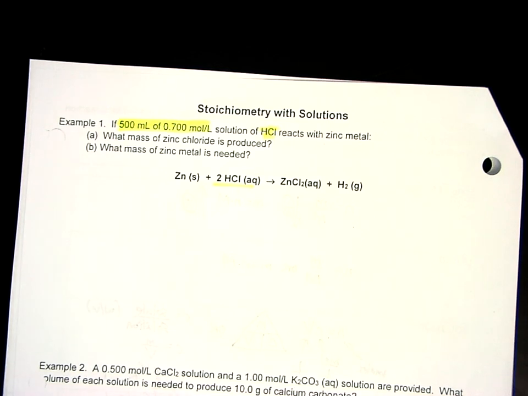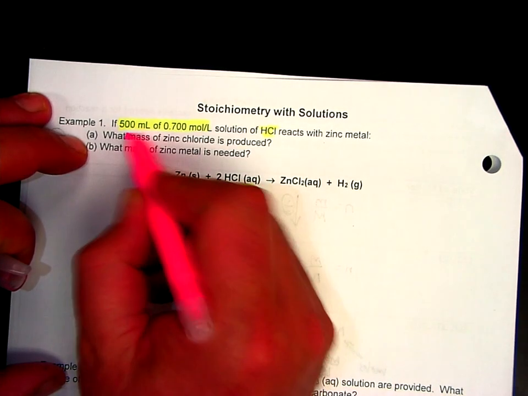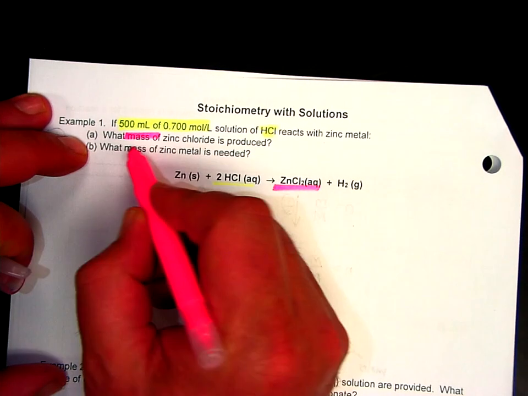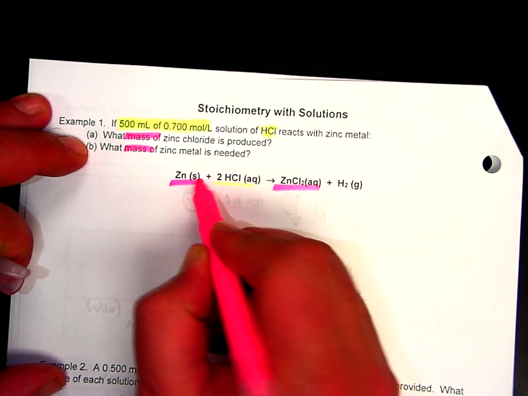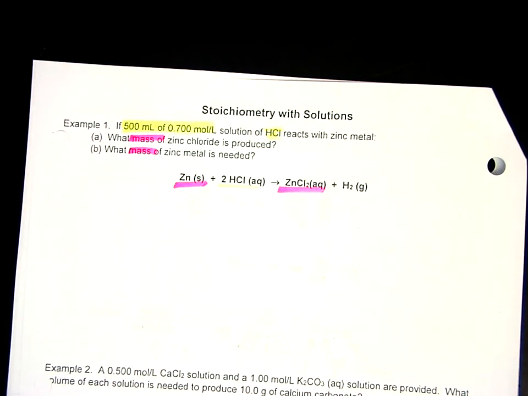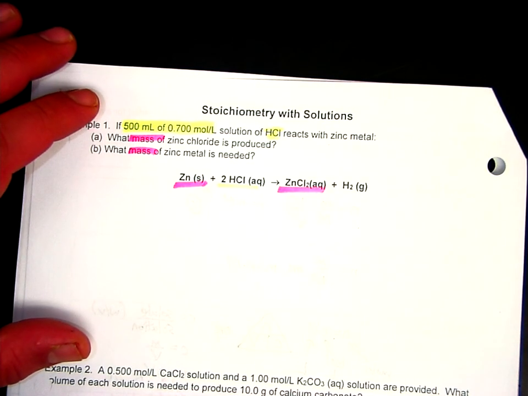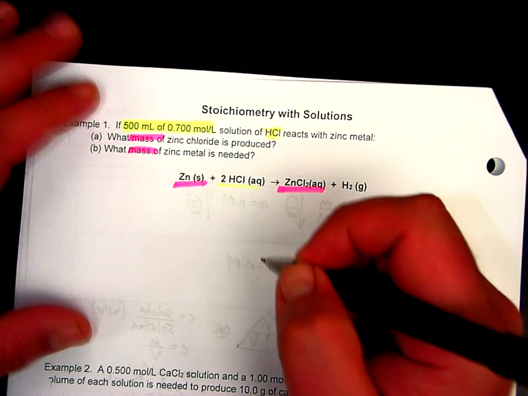And then I have two questions. I want the mass of the zinc chloride, and I want the mass of the metal. I want the mass of one of the reactants and the mass of a product. Okay? So just as in the other stoichiometry questions that we dealt with, I like to organize my information.